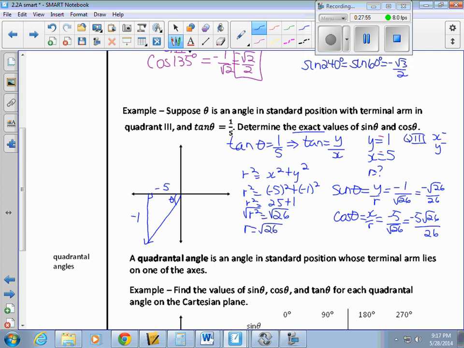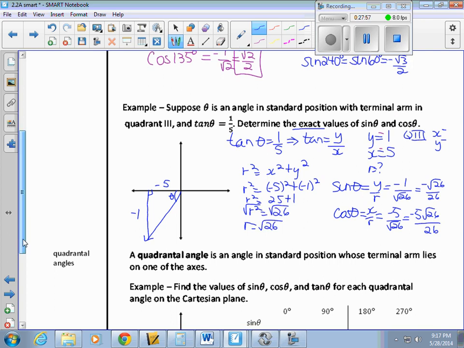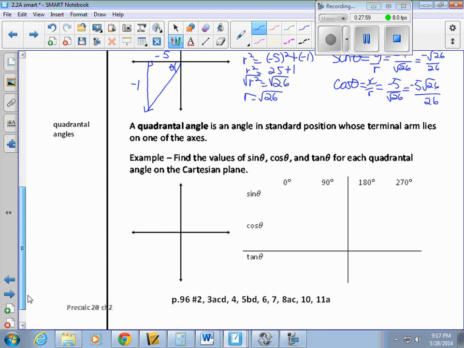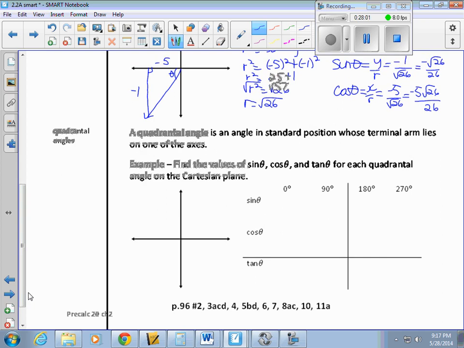So that now is done. Quadrantal angles then is an angle in standard position whose terminal arm lies on one of the axes.